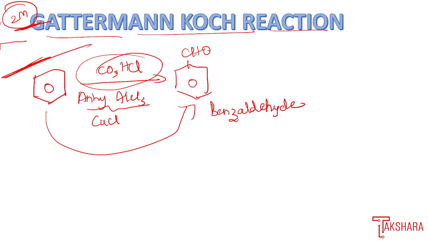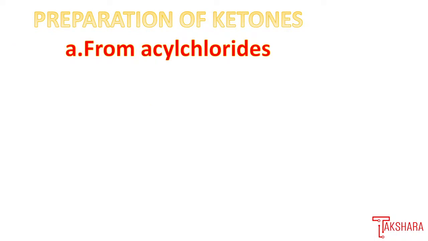Okay, next question, let's go to the next topic: preparation of ketones. So the first method we have is from acyl chlorides. How do we prepare them? By using acyl chloride, and we'll see. What are acyl chlorides? Acyl chlorides have the general formula RC double bond O Cl.